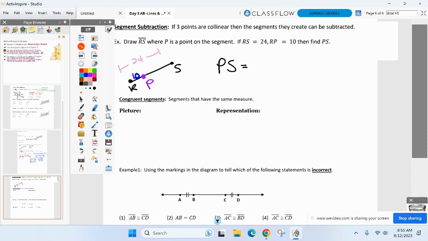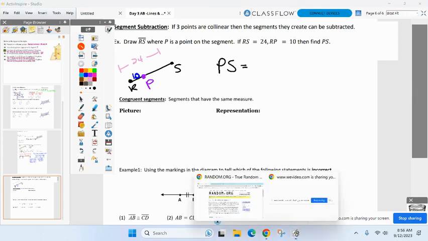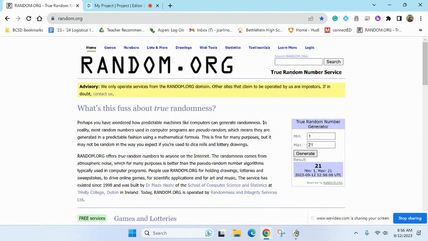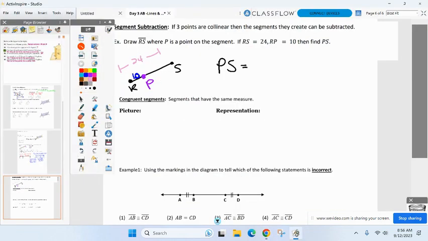Can I get your thought? No variables here, right? I just want to make sure you understand this whole concept of length, putting things together, taking them apart. Your plan to find PS? Lauren, your plan? Yeah, the whole thing's 24. One piece is 10. Let's subtract it. So PS has to be 14.